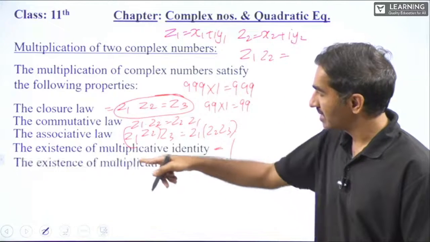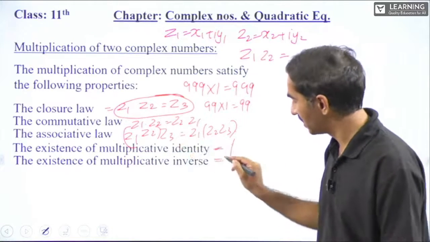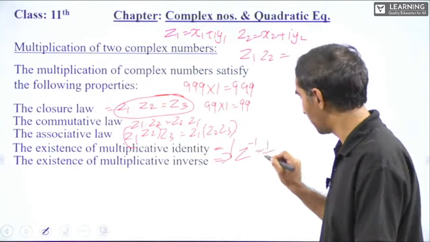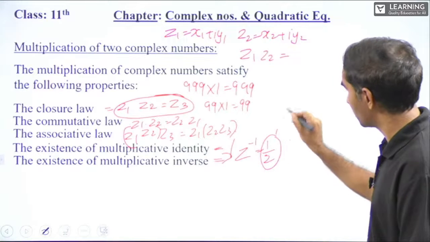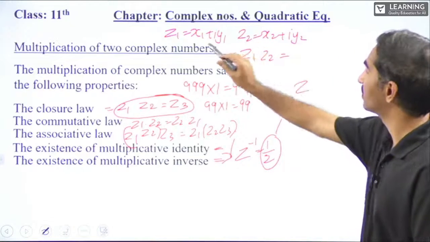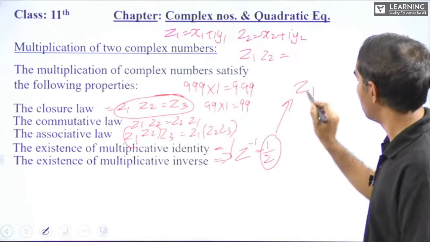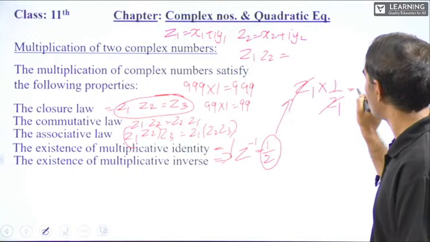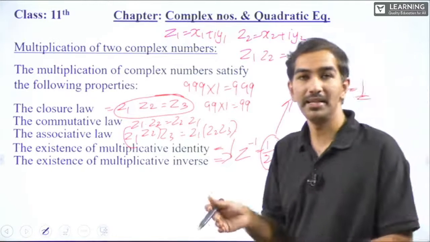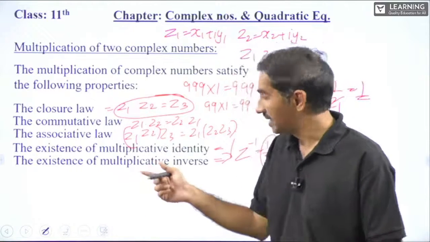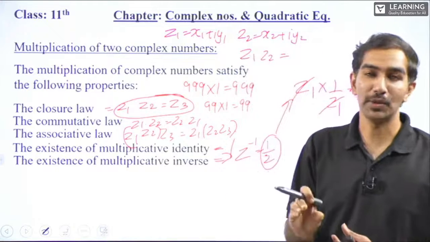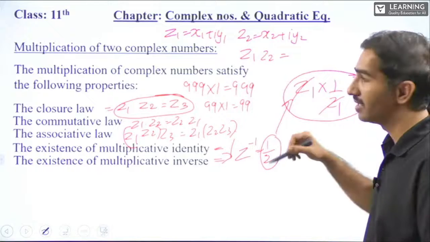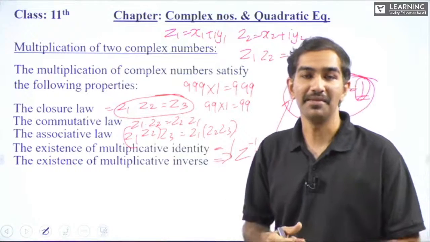So there is also called as existence of multiplicative inverse. And what is that multiplicative inverse? Z inverse, which is equal to 1 by Z. Now you take, students, you have Z here already. So what is Z? Z1 we will take. What is the multiplicative inverse of Z1? 1 by Z1. So when you multiply both of them, you are getting how much? 1. Correct. In additive inverse, when you add two numbers, you are getting 0, right? In multiplicative inverse, when you multiply two complex numbers, you must be getting 1. So that is nothing but existence of multiplicative inverse.